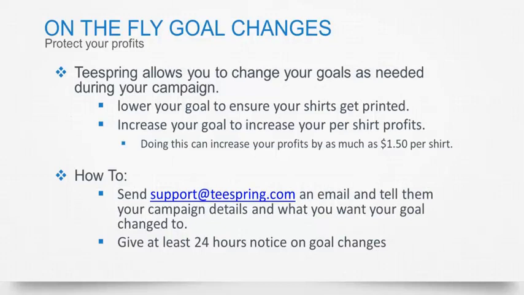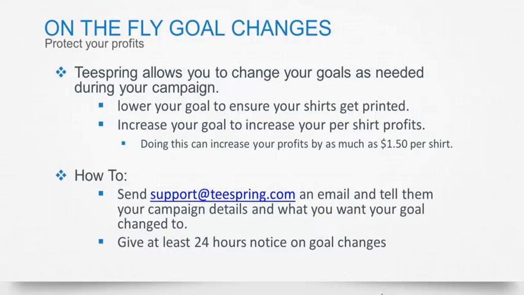And yes, when you lower your goal, guys, it does increase your cost per shirt, because you're printing fewer shirts, so your cost goes up. When you increase your goal, it decreases your cost per shirt. So the sales price stays the same, but your profit margin increases. That's where that extra $1.50 per shirt can come from. It won't always be $1.50, but it can be as much as that.